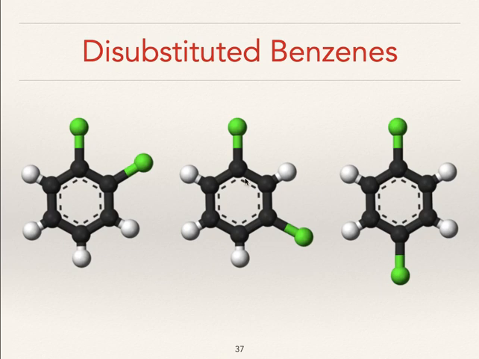One thing to be aware of, it would be incorrect to number 1, 2, 3, 4, 5. So that if you name this 1,5-dichlorobenzene, that would be wrong. You say, well, how do I know? You always want to use the smallest possible numbers. So since 1,3-dichlorobenzene is smaller than 1,5-dichlorobenzene, 1,3 would be the correct numbering for that.